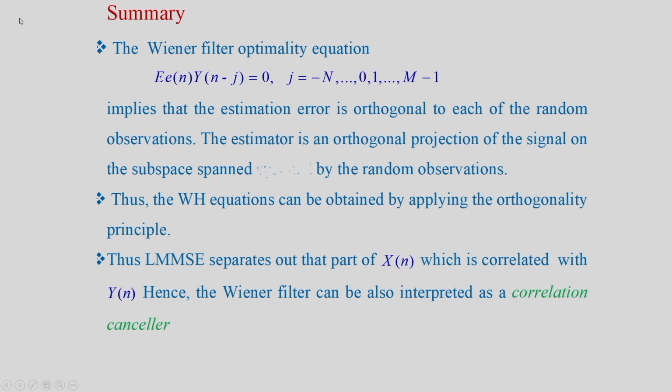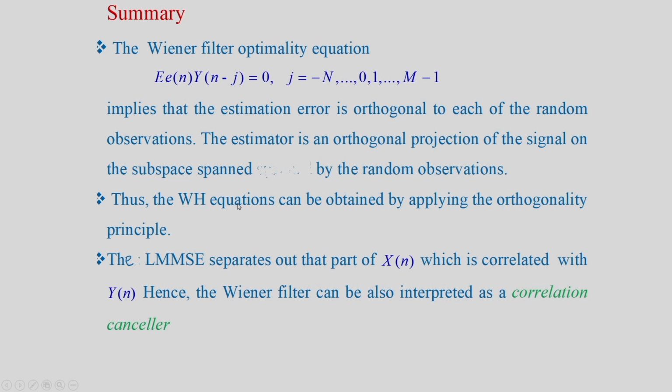Let us summarize the lecture. The Wiener filter optimality equations are E of e n into y n minus j is equal to 0 for j going from minus n to m minus 1. These are the optimality equations for the general Wiener filter we have considered, and these optimality conditions imply that the estimation error is orthogonal to each of the random observations. The estimator is an orthogonal projection of the signal on the subspace spanned by the random observations.